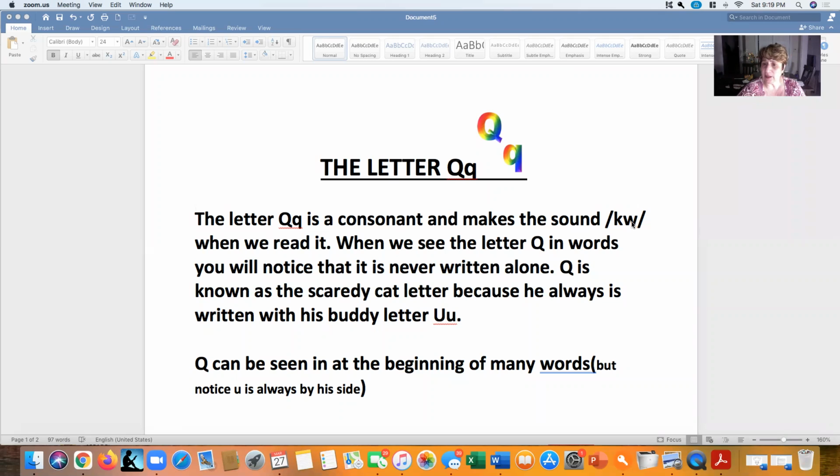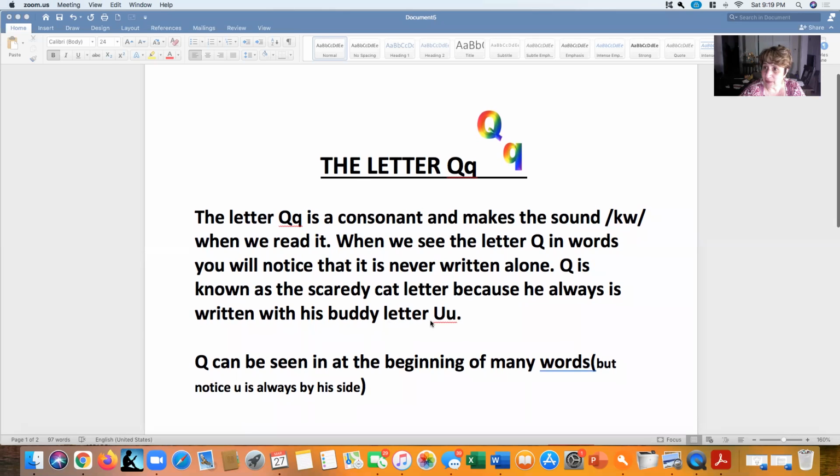When we see the letter Q in words, you will notice that it is never written alone. So therefore, Q we call the scaredy cat letter because he is always written with his buddy, letter U. Every time we see Q in a word, in the beginning of a word, usually we see it followed by the letter U. Q can be seen at the beginning of many words, but you're going to notice, like I'm telling you, that he always has U by his side.